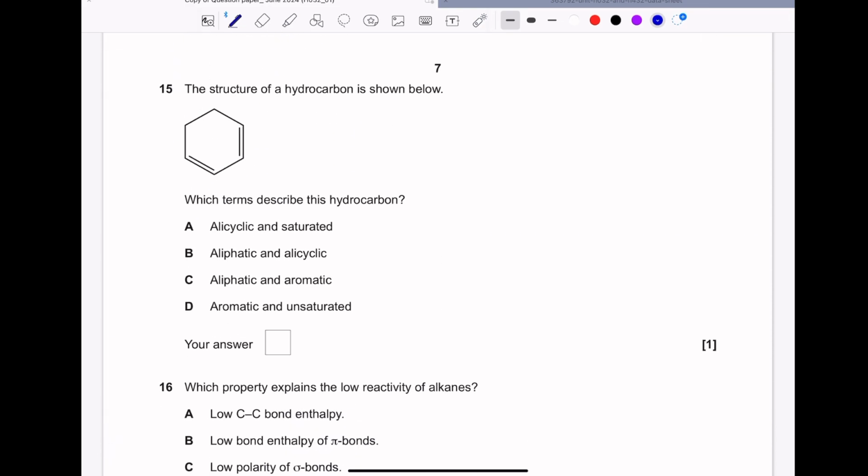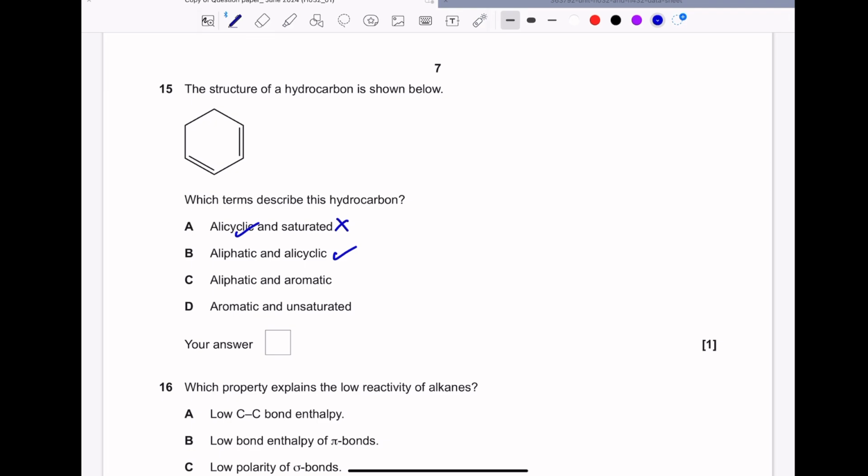Question 15 is the structure of a hydrocarbon is shown below. Which terms describe this hydrocarbon? Alicyclic and saturated, not true. It is alicyclic, but it's not saturated because it has double bonds. B is aliphatic and alicyclic. Yeah, that would be true. Alicyclic because it's, well, cyclical.